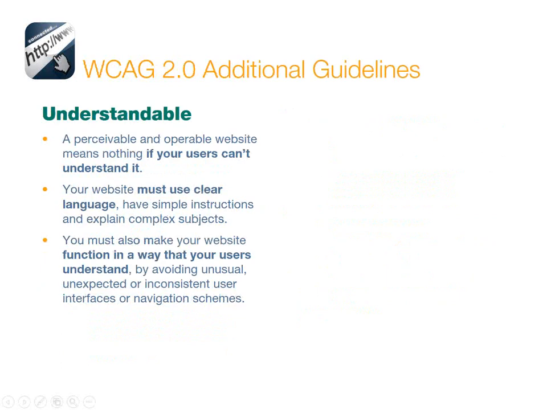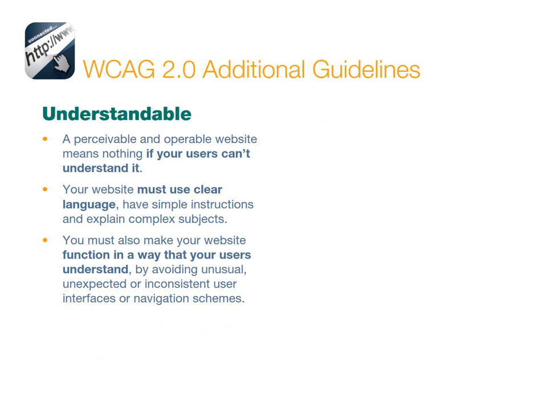The third principle of these WCAG guidelines is that our websites must be understandable. We have a website that our users can perceive and that they can operate, but it doesn't mean anything if they can't understand it. So again, this is one of those things that makes a website better and easier to use for everybody, not just those with disabilities.